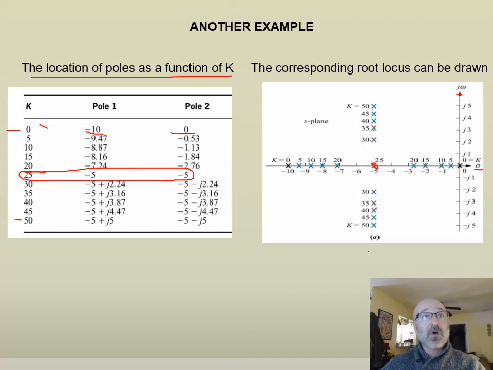But from 0 up to 25, we have our values for our two different roots. So let's just take k is equal to 0. There's a negative 10 and a 0 there. K is equal to 5, we have a negative 9.4 and a negative 0.53, and so on and so forth, and we continue up until we get to k is equal to 25, where it splits and we get our imaginary components as well.